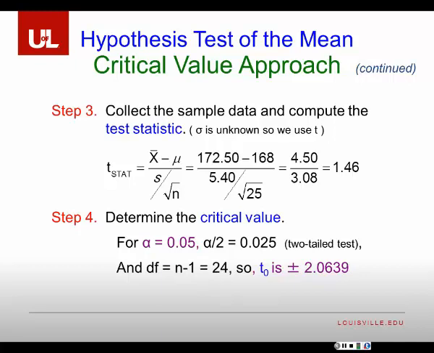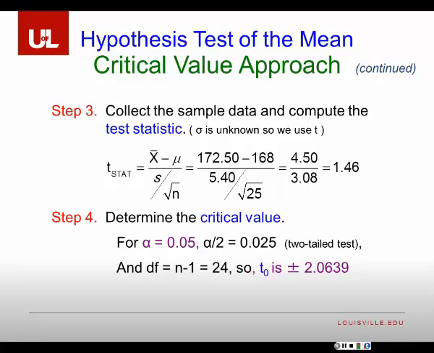We went ahead and we found in the beginning of class the t statistic associated with a sample size of 25, which gives you 24 degrees of freedom. We want it to be a 95% confidence interval. It's the same thing we're asking here, right? So we found that it was 2.0639.